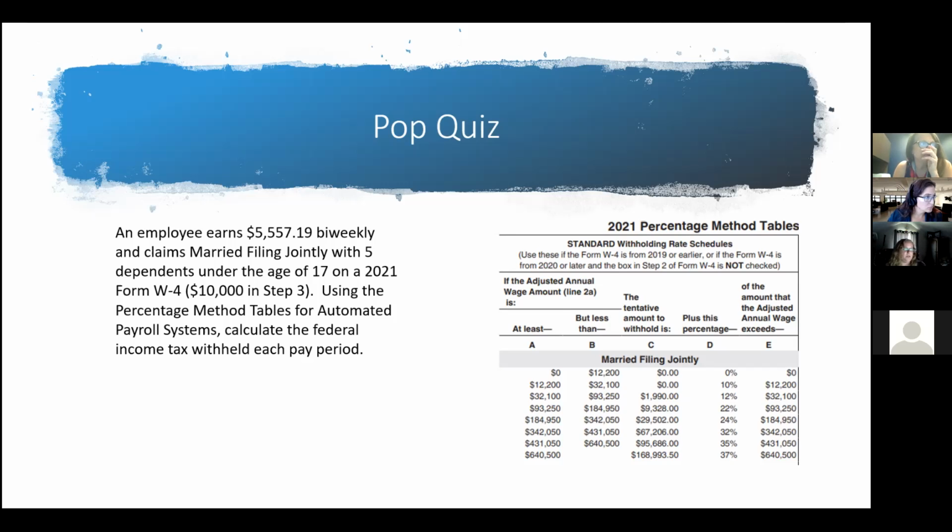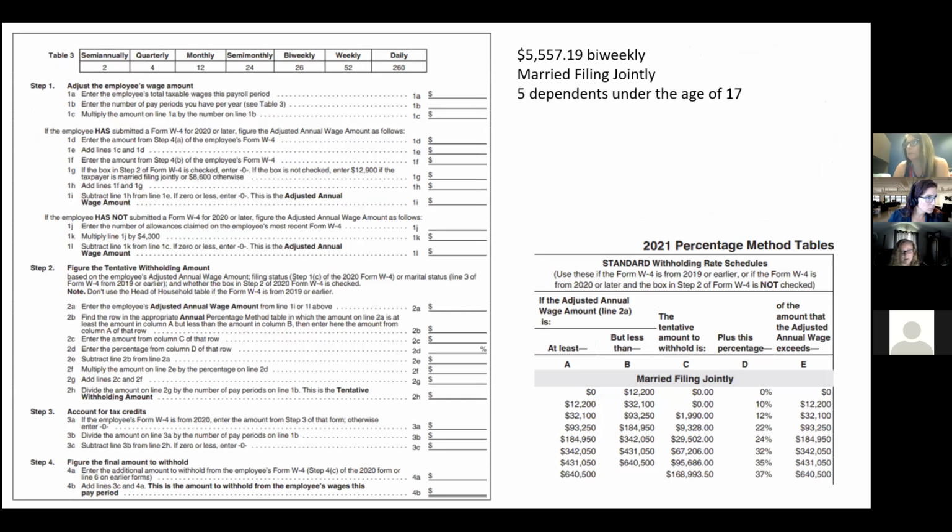So here's our scenario again with our table. On 1A, we're going to enter the total taxable wages this pay period. They didn't tell us about any pre-tax deductions, so we assume that we don't have any. So on line 1A, we're going to do $5,557.19.